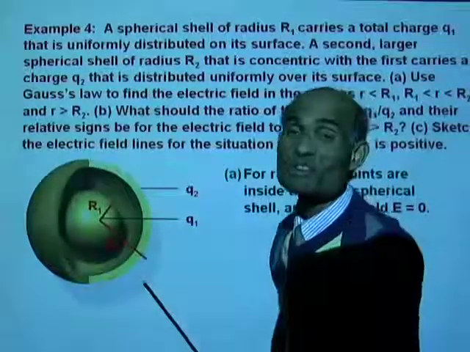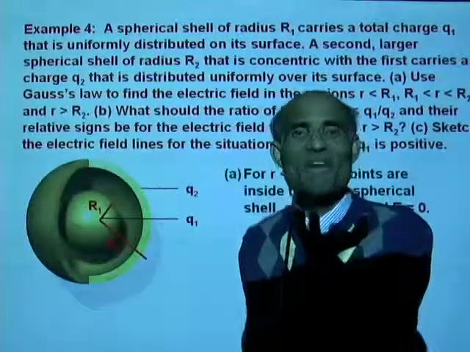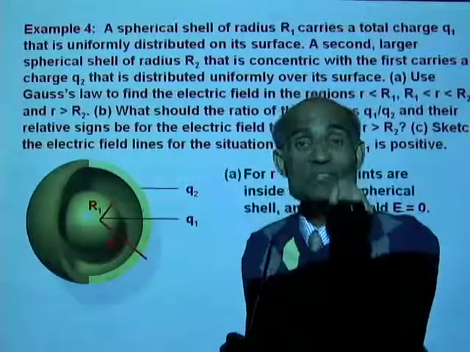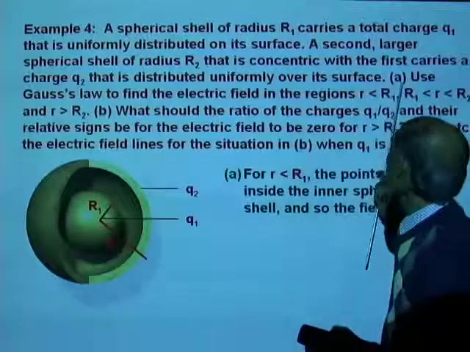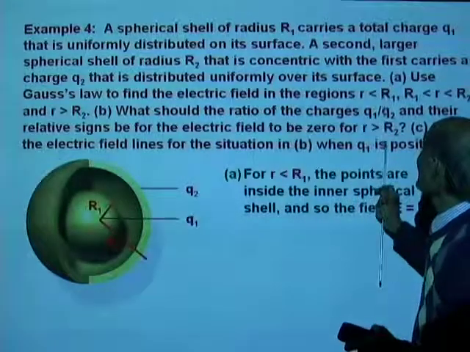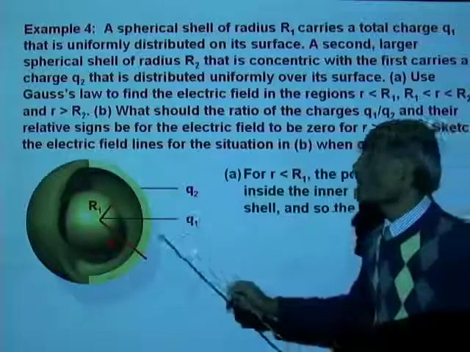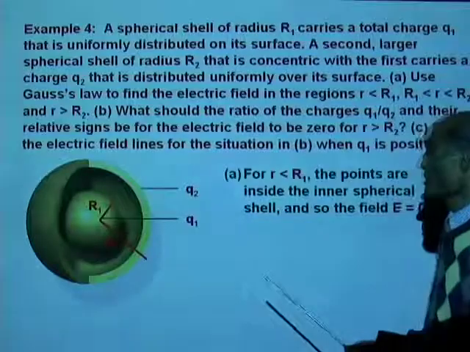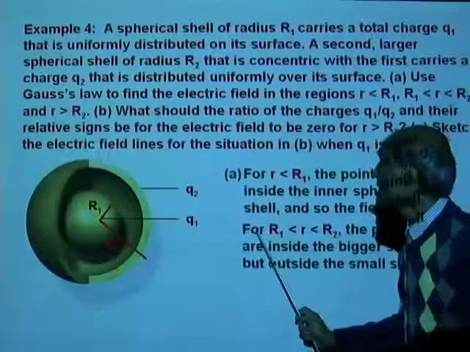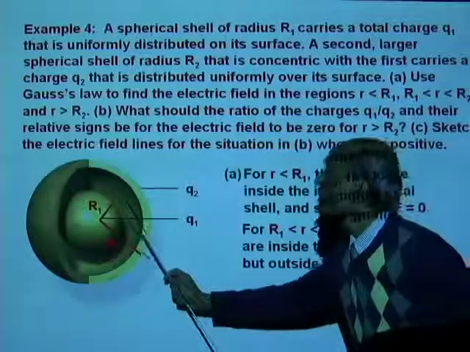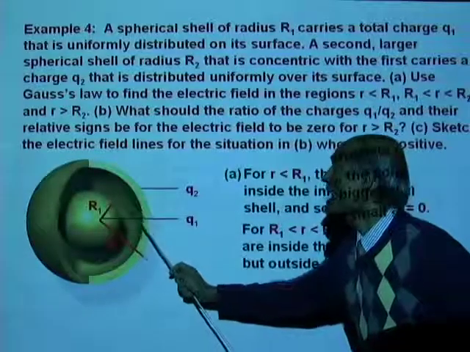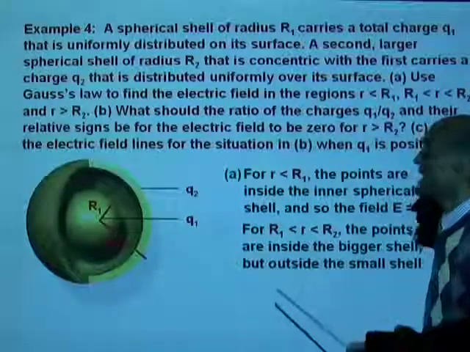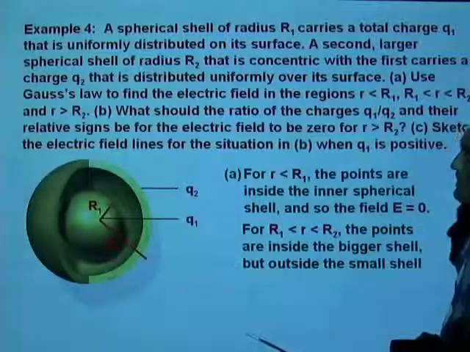Now, what is the electric field inside that inner shell? The field at any point inside the shell is 0. Therefore, the electric field at a point r less than R1 is 0. The electric field at a point inside that inner shell is 0. Now we want to find the electric field at any point between the inner shell and the outer shell, somewhere here. R1 less than r less than R2. Now, how do you find the electric field there?